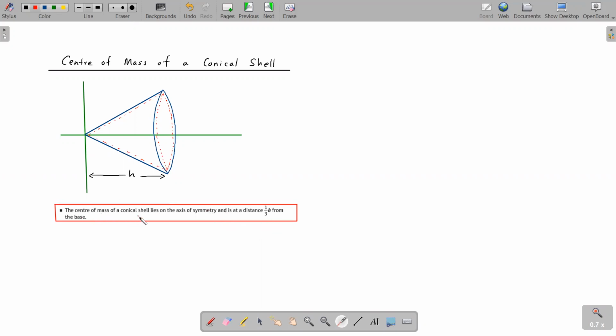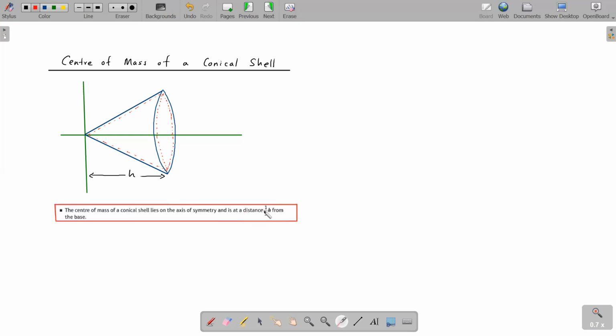The center of mass of a conical shell lies on the axis of symmetry and is at a distance 1 over 3h from the base. So you need to be able to use the result. I will be showing you how to use this result and how to work forward. But in the textbook, they've not gone for the proof. It's quite a rigorous proof. So in that case, they've just given you the result and you are supposed to use the result directly.